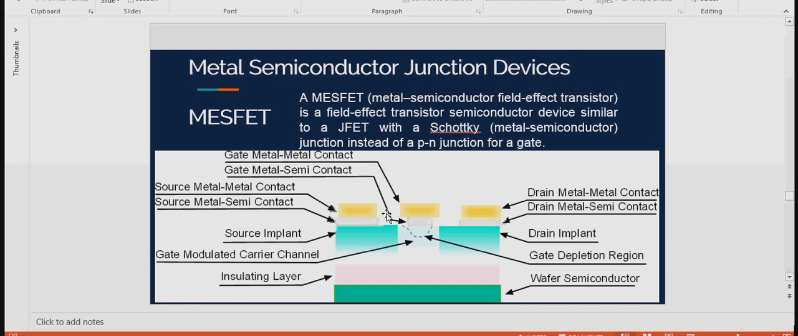Metal to metal contact, metal to semiconductor contact, source metal contact, and source metal semiconductor contact. This is the source terminal, this is the drain terminal, this one is the gate terminal, and this one is the substrate terminal.